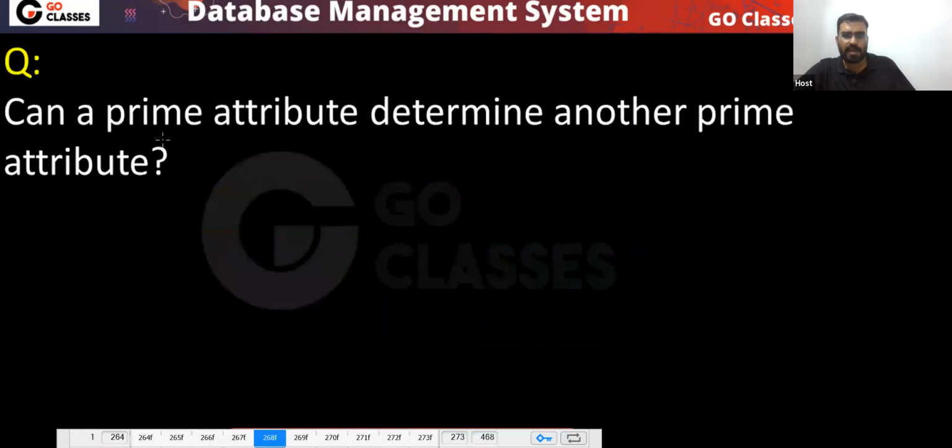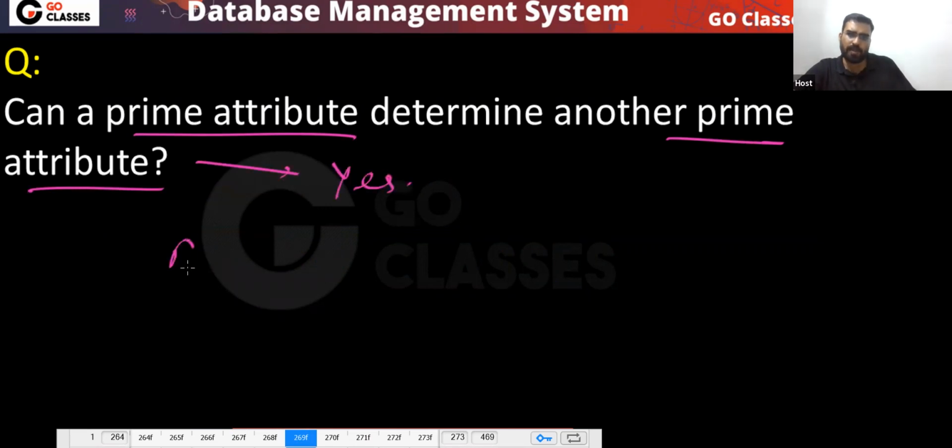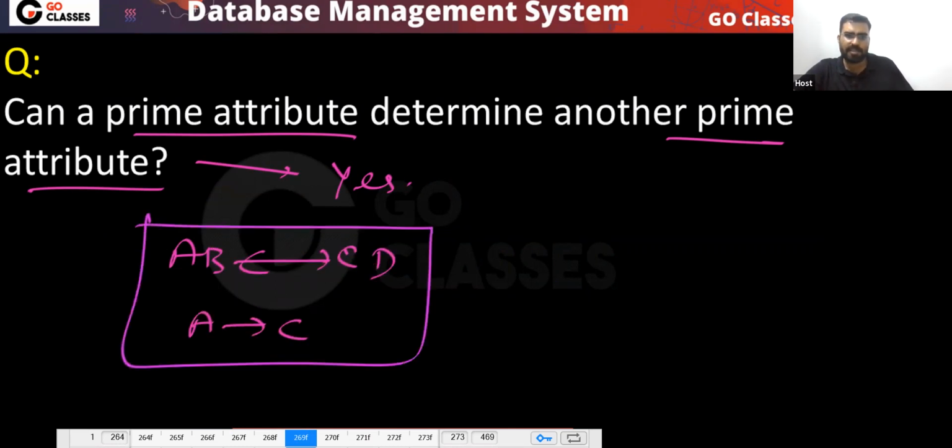What about this one? Can a prime attribute determine another prime attribute? Again, the answer is yes. It is also possible. For example, let's assume AB determines CD and A determines C. So this is also possible.